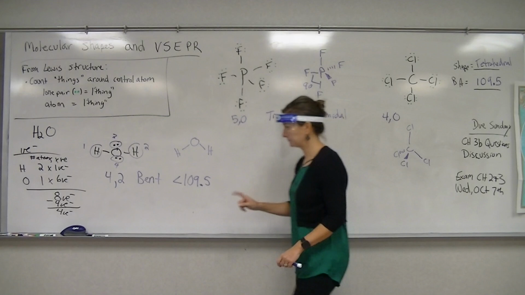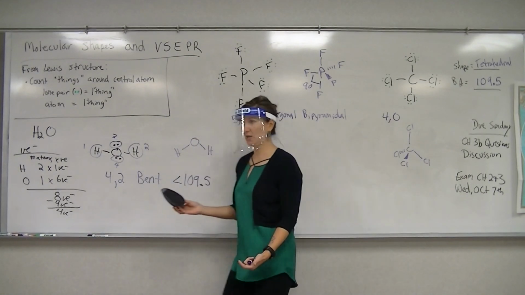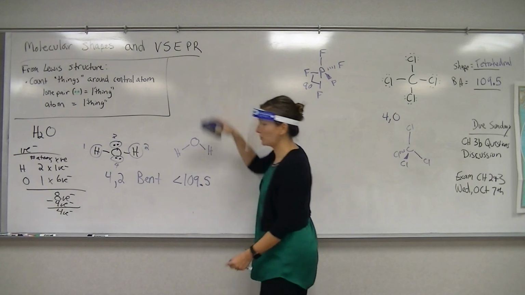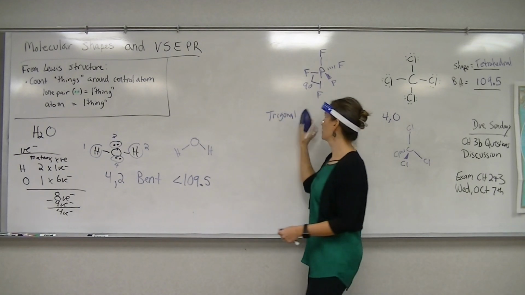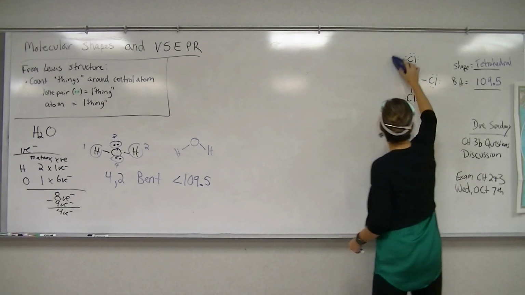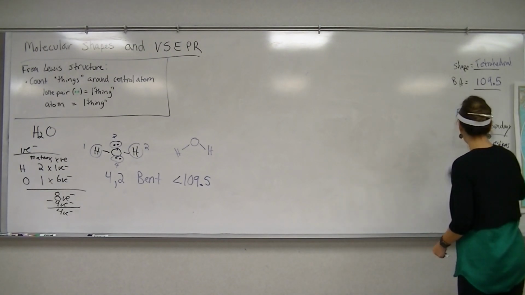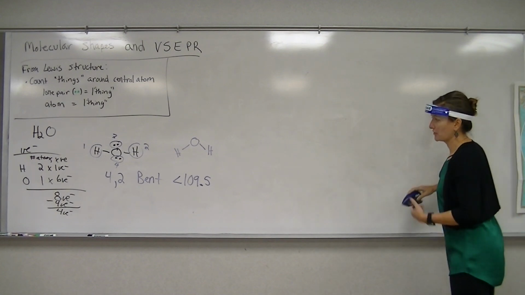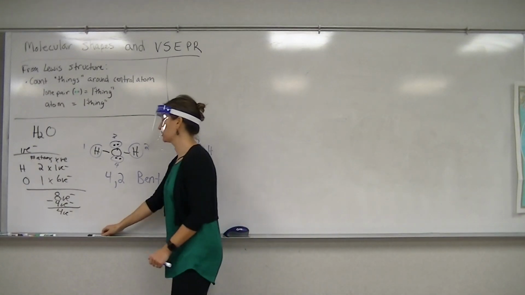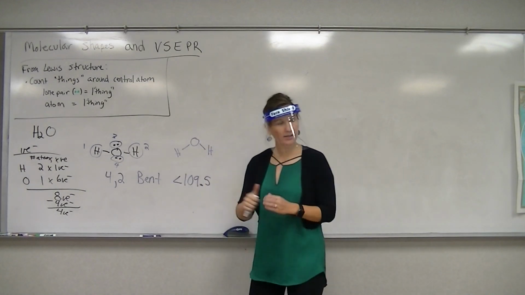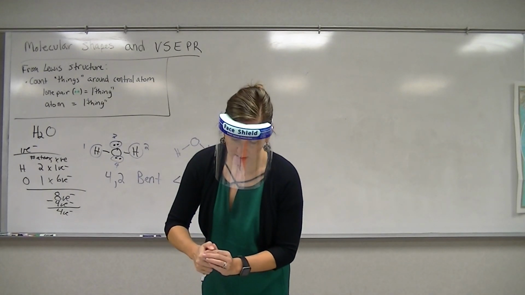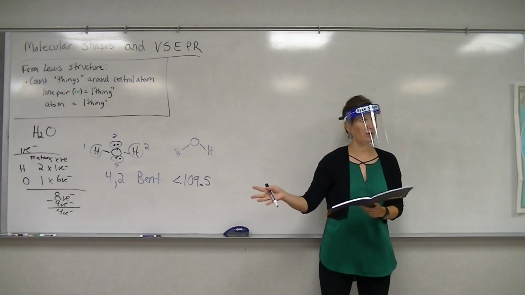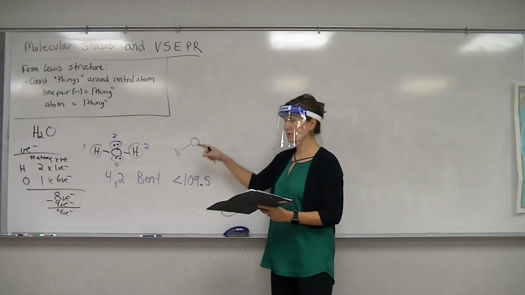All right, so why are we learning the shapes? We're going to get into that next. Are you guys feeling comfortable with finding the shapes from the Lewis structure? Okay, then I'm going to move on to why we're doing it. Because it's going to help us figure out some properties. It's going to help us figure out solubility. It's going to help us figure out melting points. And it's going to do that because we're going to use it to figure out if these molecules themselves are polar or not.